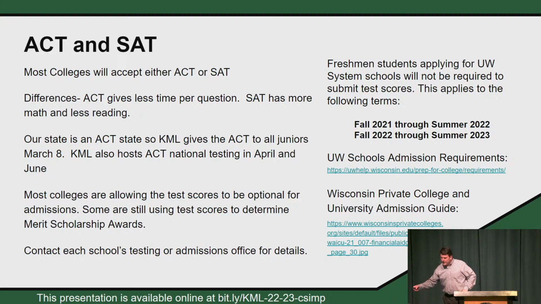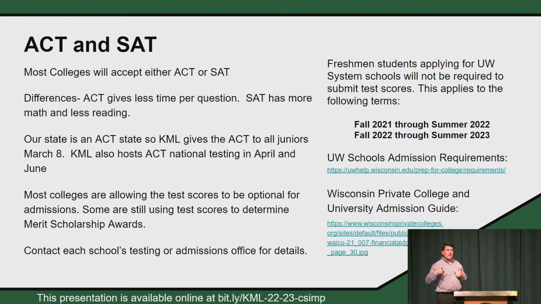On the right-hand side of this, I have freshman students applying for UW System schools will not be required to submit test scores through the summer of 2023. That's what they've announced so far. My hunch is it may be extended out further. It started out as, we feel bad for the seniors who didn't get a chance to retake SAT as much as they wanted, so we're making it optional. You don't have to submit it.